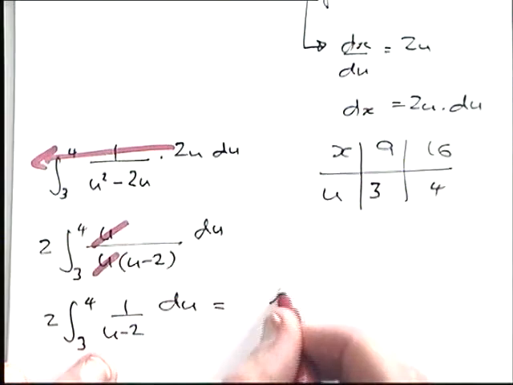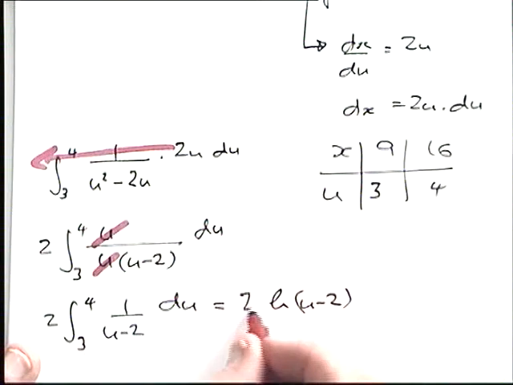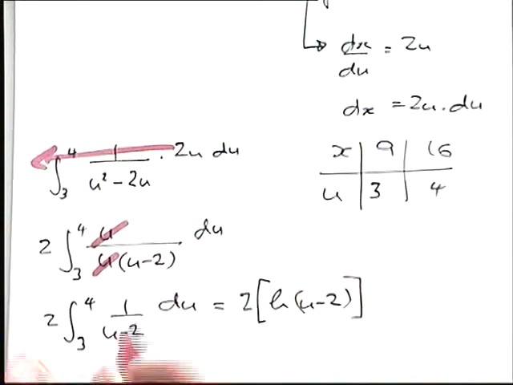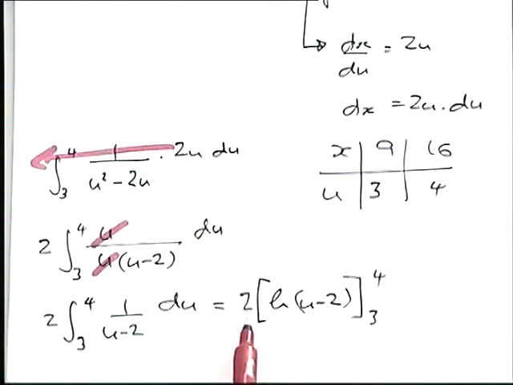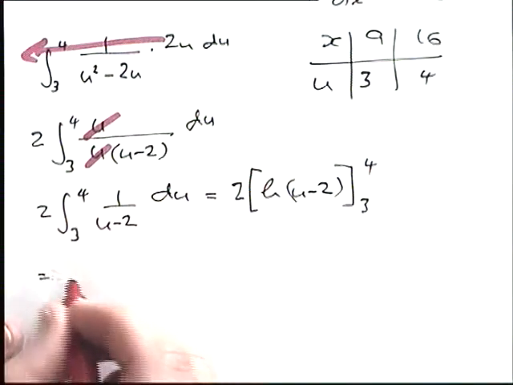Yeah, the integral is going to be log of u minus 2. That 2 is still there, and I am putting limits in between 4 and 3. Okay, because that 2 is just a multiplier, I can stick it right outside. Could stick it inside square brackets, it doesn't really matter. So I'll put that 2 down.